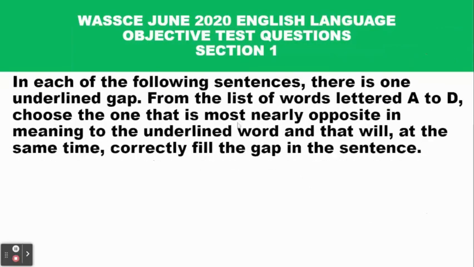We want to begin with section 1. In each of the following sentences, there is one underlined gap from the list of words lettered A to D. Choose the one that is most nearly opposite in meaning to the underlined word and that will at the same time correctly fill the gap in the sentence.